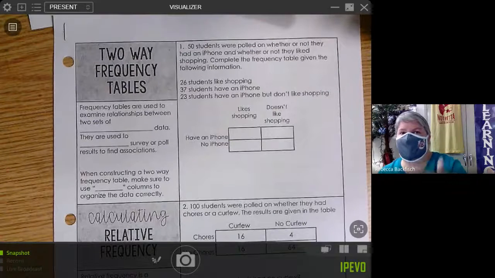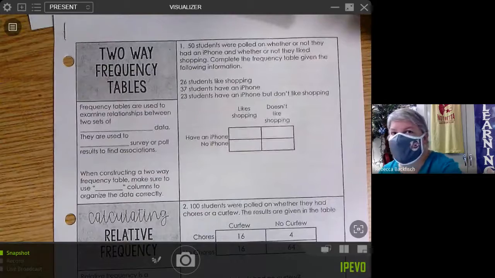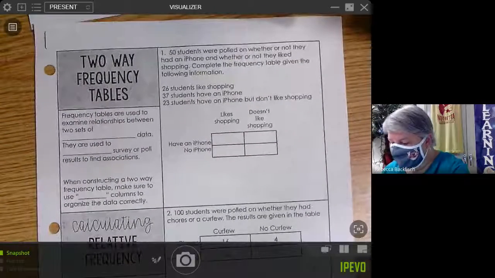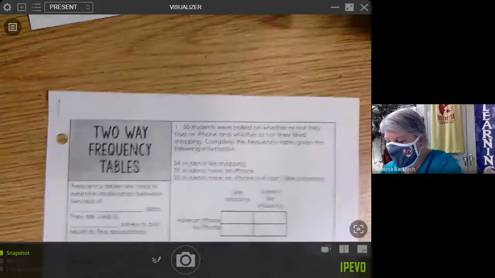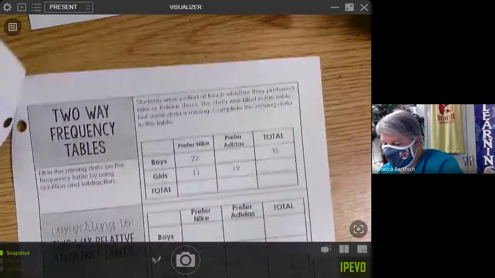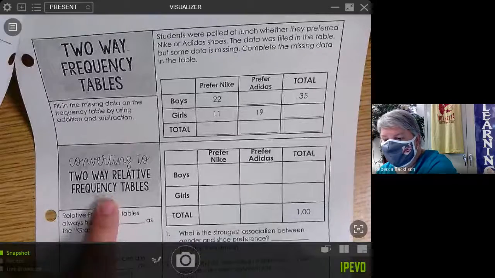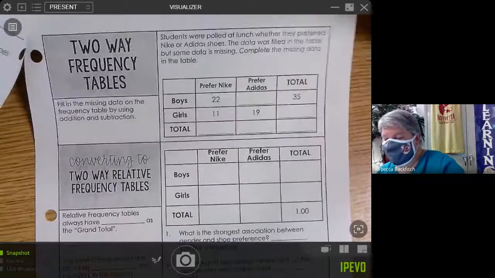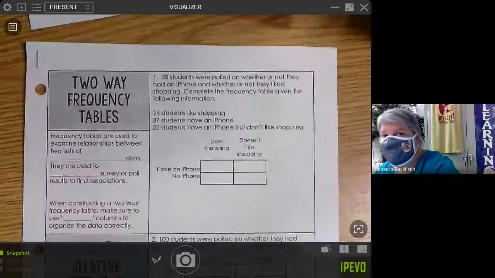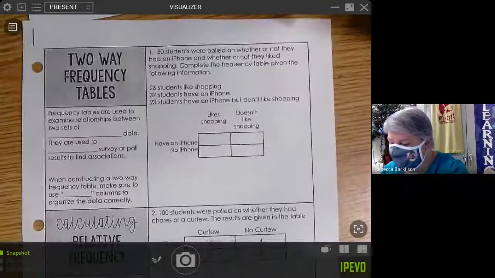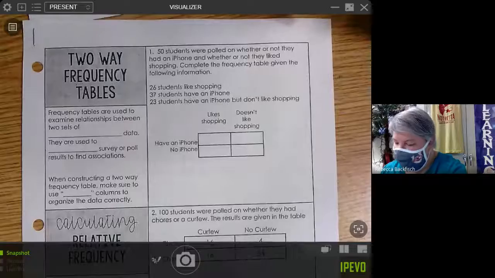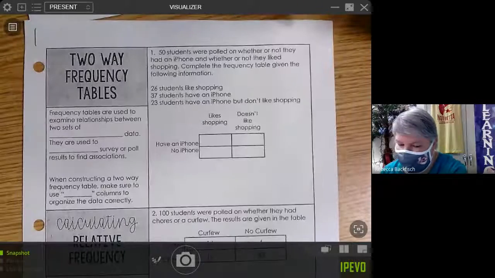That's what we're going to get into more tomorrow, but today we're just going to talk about two-way frequency tables, what two-way frequency tables are, and then two-way relative frequency tables, which are slightly different. The word relative makes a difference there. Okay, so two-way frequency tables. Frequency means how frequently this happens. So two-way frequency tables just have numbers in terms of how frequently something happens.